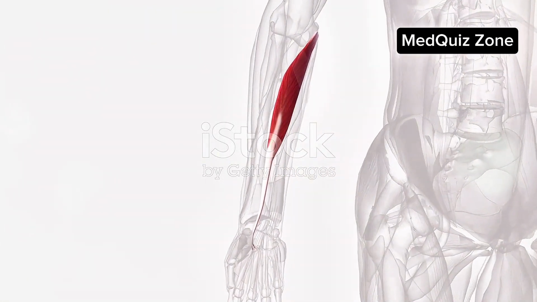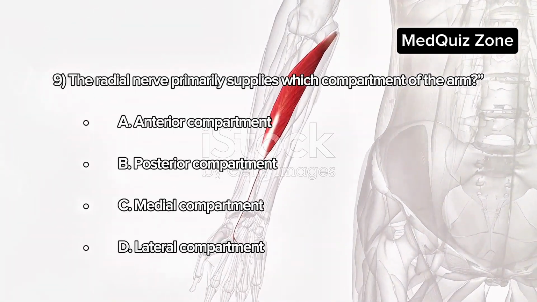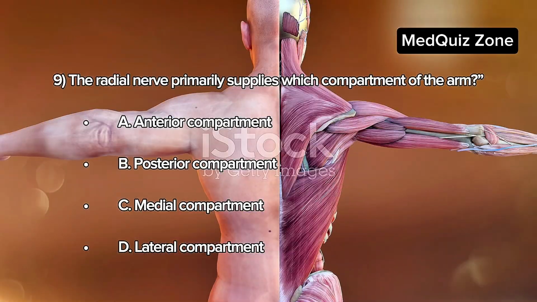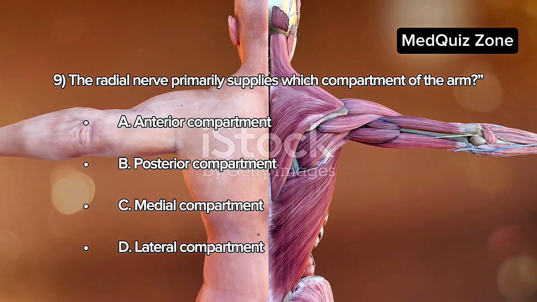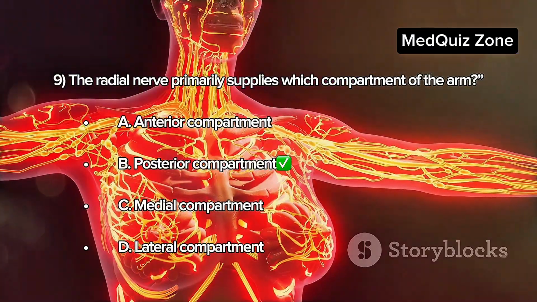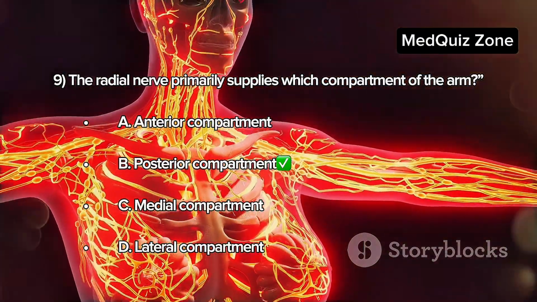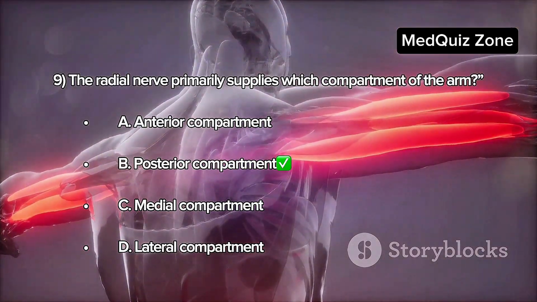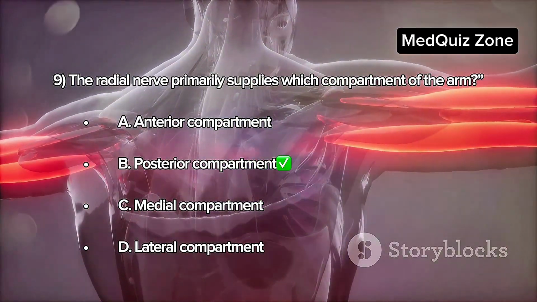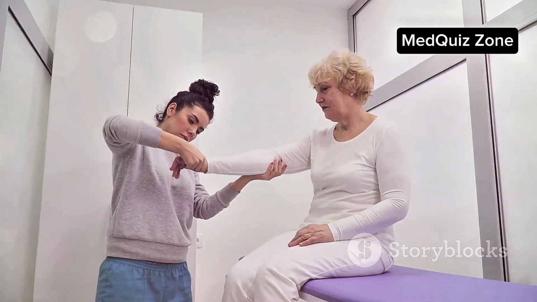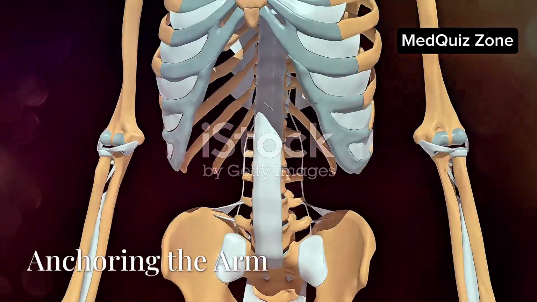Question 9. The radial nerve primarily supplies which compartment of the arm? Is it A, the anterior compartment, B, the posterior compartment, C, the medial compartment, or D, the lateral compartment? The correct answer is B, the posterior compartment. The radial nerve is the workhorse for the extensor muscles of the upper limb in the arm. It innervates the triceps brachii and other smaller muscles in the posterior compartment. Damage to the radial nerve can lead to wrist drop because it also supplies the extensor muscles of the forearm.